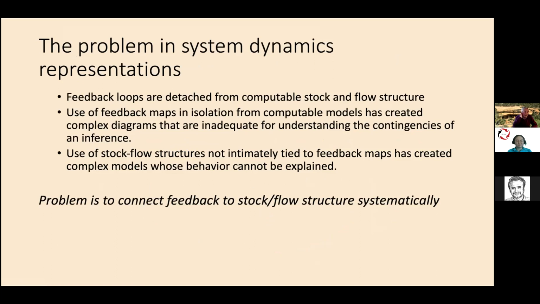So to summarize, feedback maps are detached from computable stock and flow structure. Use of feedback maps in isolation from computable models, which has happened, has created complex diagrams that are inadequate for understanding the contingencies of an inference. You can say, hey, there is this feedback which can create such and such behavior, but every inference has contingencies, and you cannot explain these from inferences made with the feedback maps.